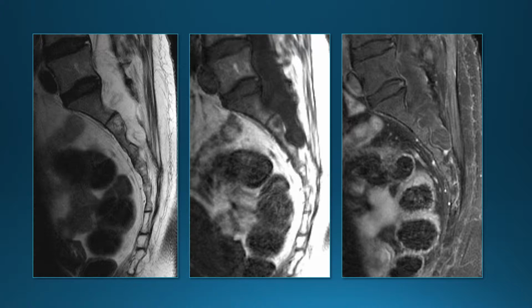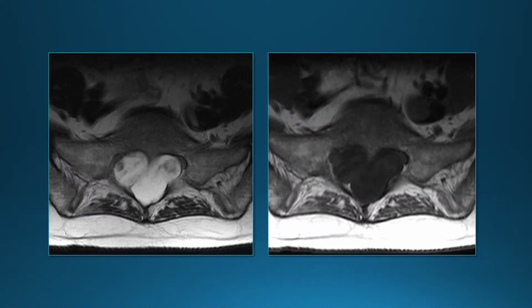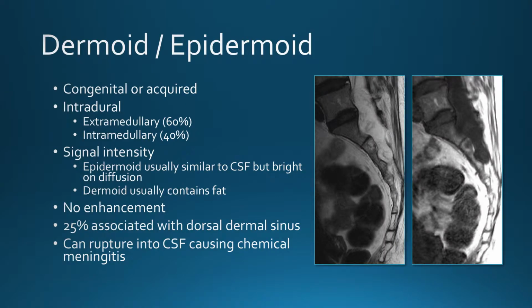Okay, this patient has a lesion in the lumbosacral spinal canal. It's bright on T2, dark on T1, does not enhance with contrast. See the lesion expands the spinal canal here. So this is an epidermoid cyst. We'll put dermoid and epidermoid together.